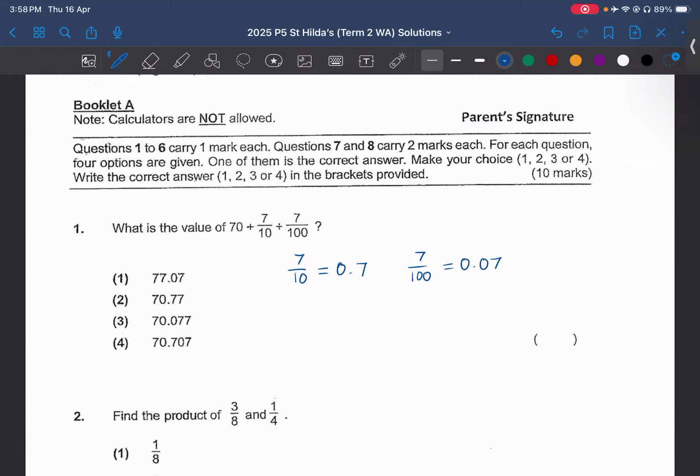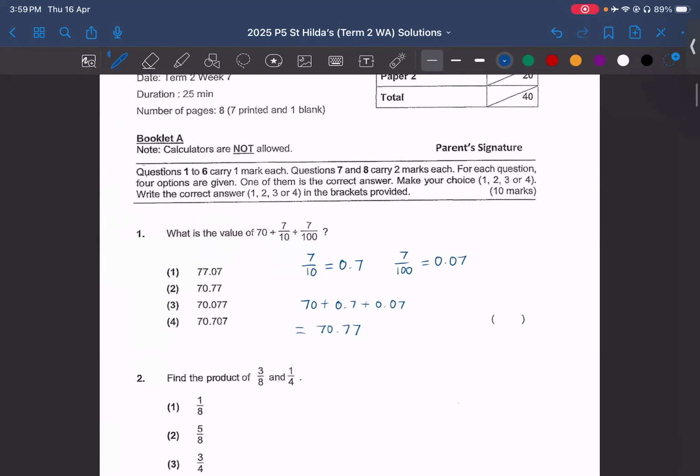So the value of everything added together is 70 plus 0.7 plus 0.07, which gives me 70.77, which is option 2.